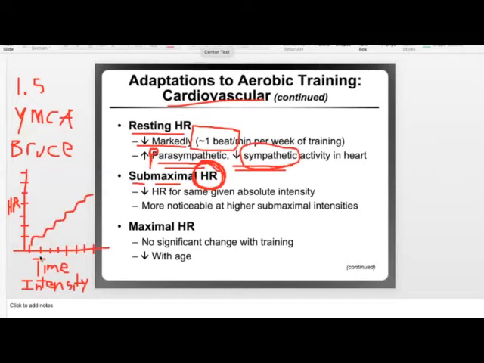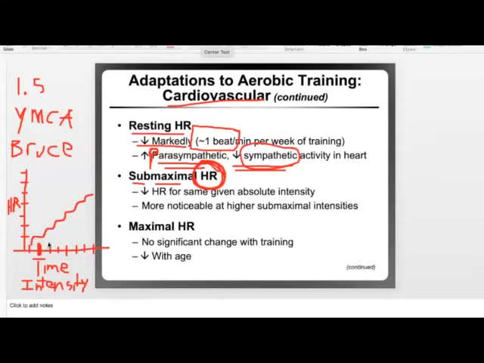Now, this is the basis of a graded exercise test. A graded exercise test, like the Bruce treadmill protocol. You'll be on the treadmill at 2 miles per hour with a particular incline. My heart rate will increase, it'll plateau.